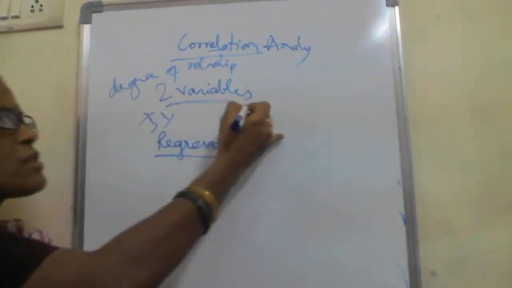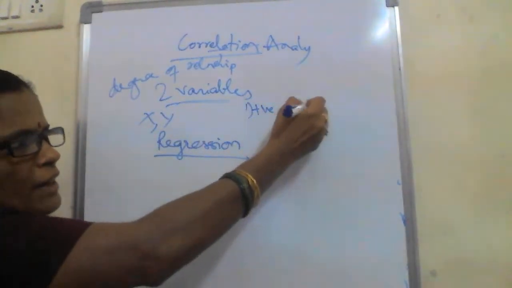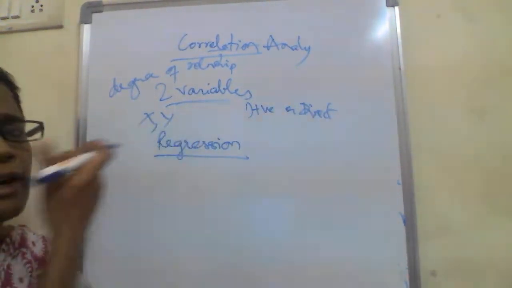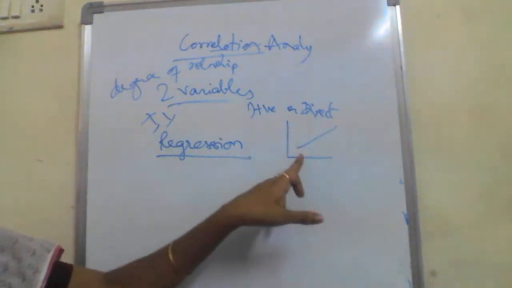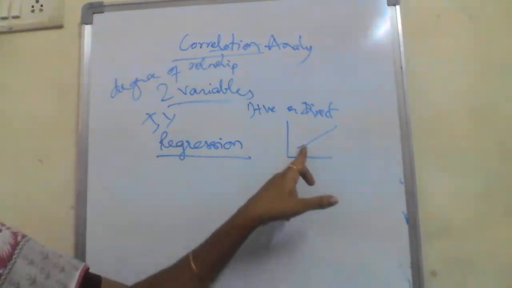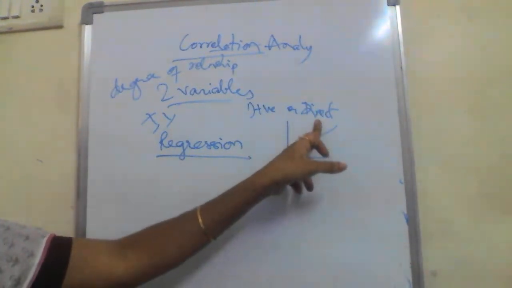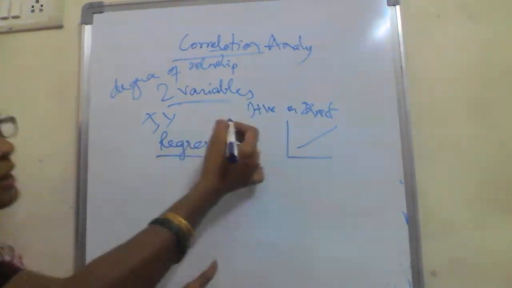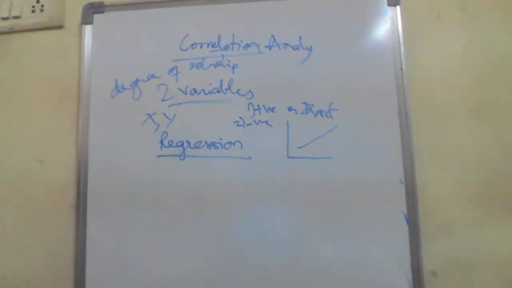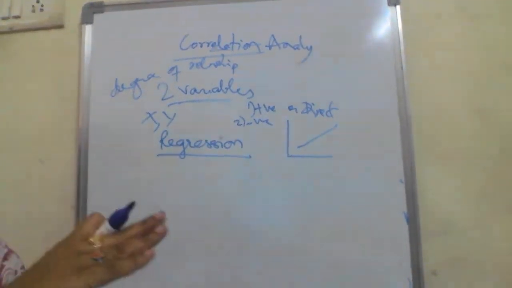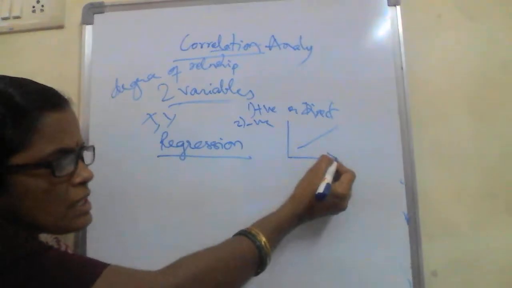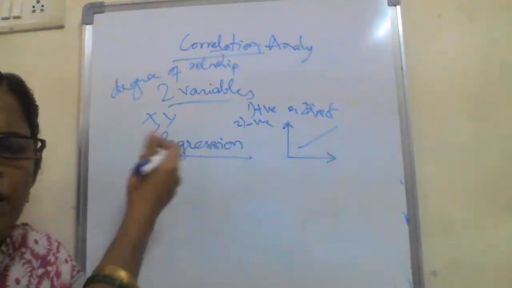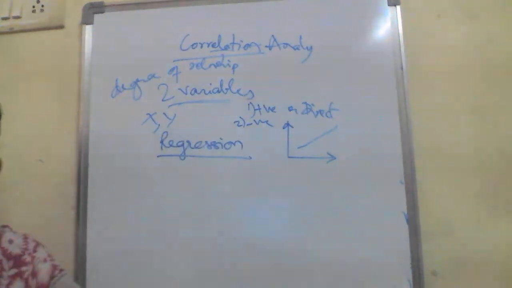First one is positive or direct. If x and y values are given, when you plot the graph, you get it this way. That means if x is increasing, y is also increasing, so the curve will be this way. If both are increasing, you call it a direct relationship. I have given all these in the notes. For the positive relationship, for example, income and expenditure: if your income increases, expenditure also will increase. The increase in one variable results in an increase in the other. If both are increasing in the same direction, you call it positive.